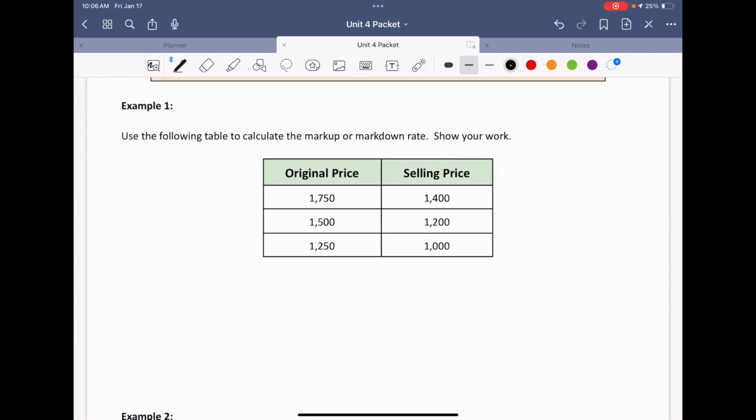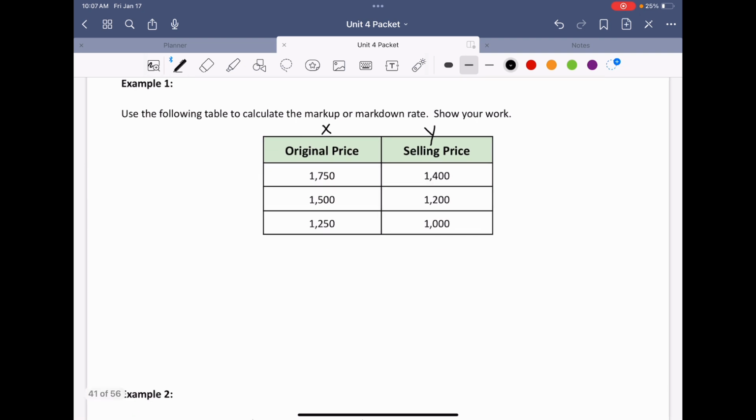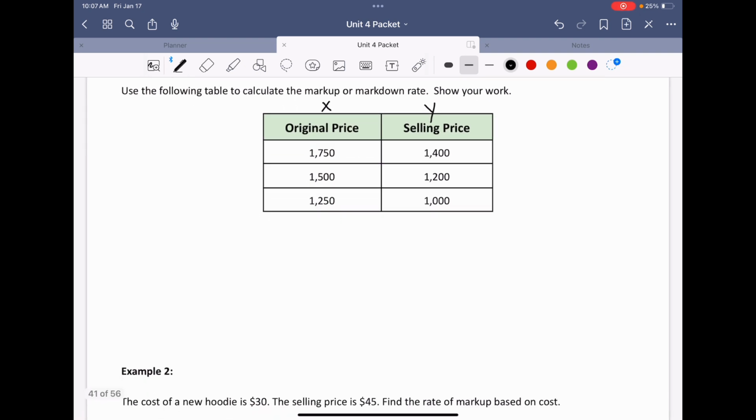Let's try another example. It says, use the following table to calculate the markup or markdown rate. Show your work. So remember, whenever we look at a table, this kind of brings us back to proportional relationships. We can label with X and Y, left to right, right? Just as a little note. But it tells us the original price and the selling price. When we go to solve this, we only need one set of the ordered pair. We don't have to solve all of them. So we're just going to choose one of them. I'm just going to choose the first one right here. So that's the one we're going to use in our formula.